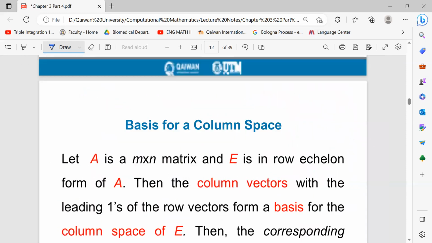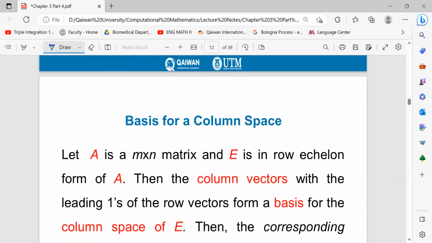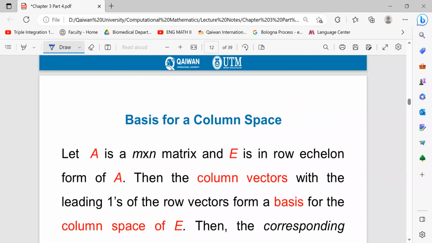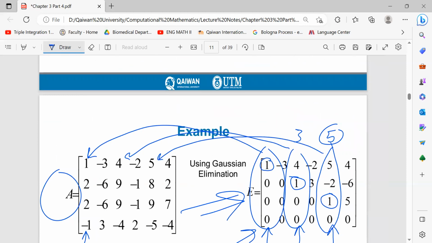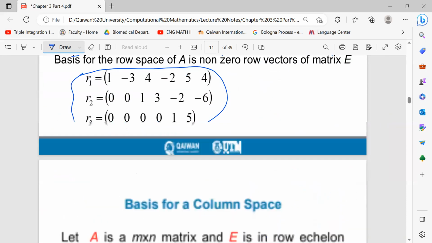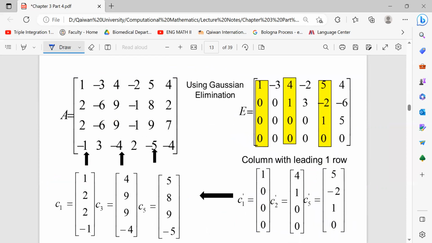That's the difference between the basis for the row space and the column space. For the row space, we choose from matrix E. But for the column space, we return to the original matrix. We choose those corresponding columns. Okay? Look at this.